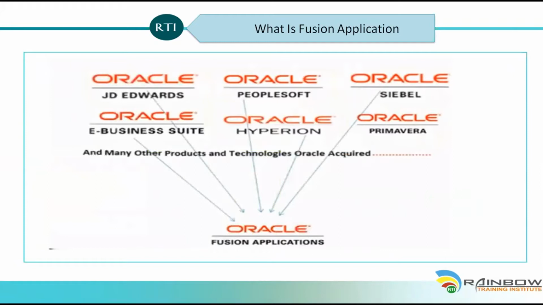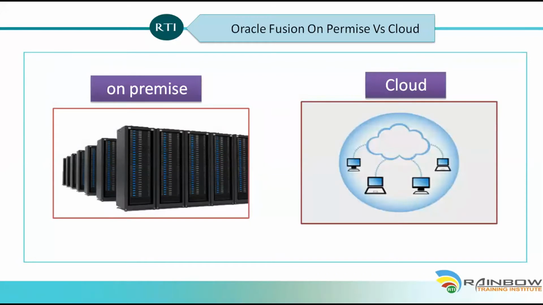Okay, so this is what the Fusion application is. This is what Oracle set out to implement. They brought in different features, different breeds, and different pieces, and finally prepared the one best product, which we call Fusion. Next we'll go to the difference between on-premise and cloud.